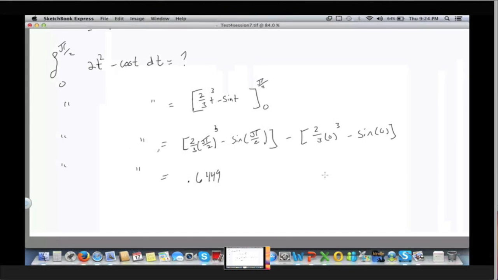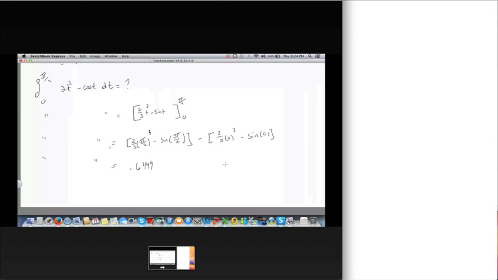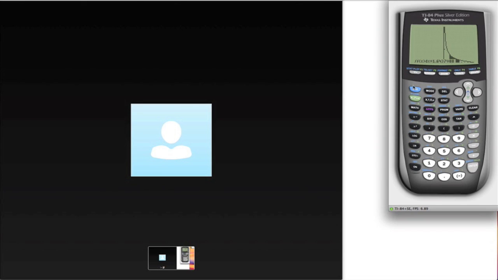So y equals 2x squared minus cosine of x graph. And now I'm going to go to second calc 7. Lower limit of 0 and upper limit of pi over 2. And I get a different answer. So let me see if I put my function in right. 2 x squared minus cosine of x.